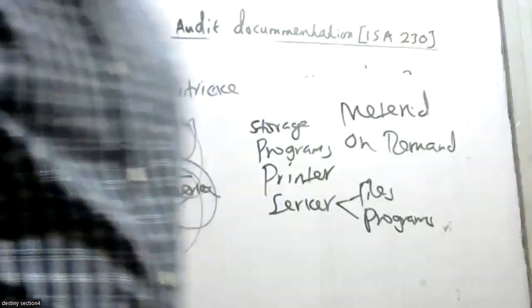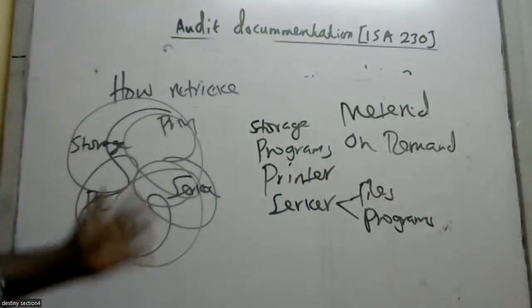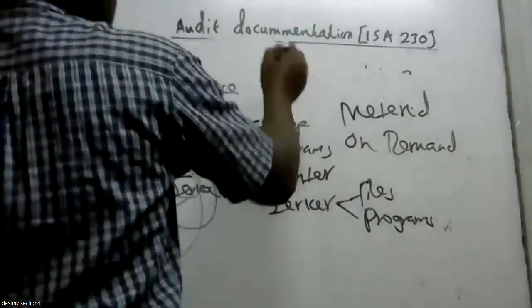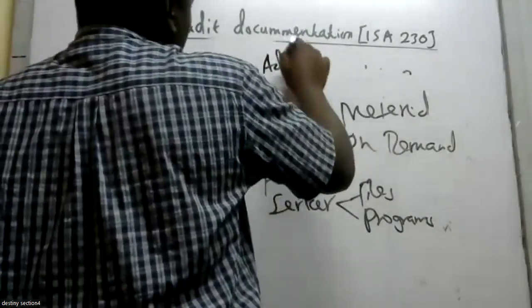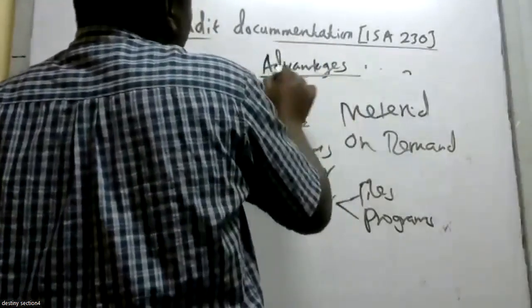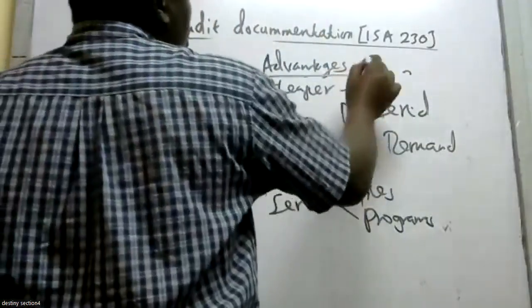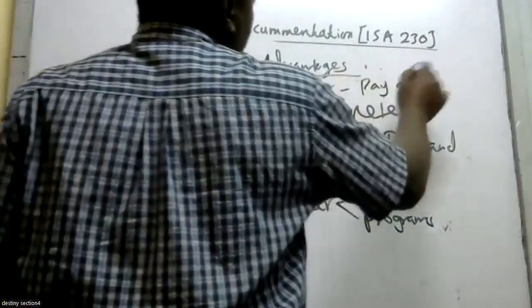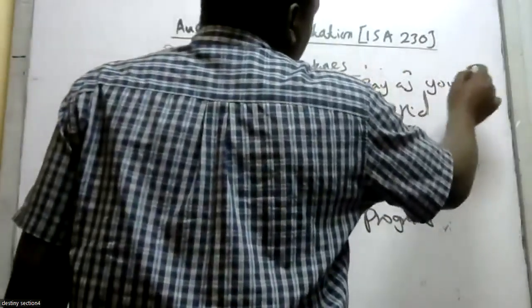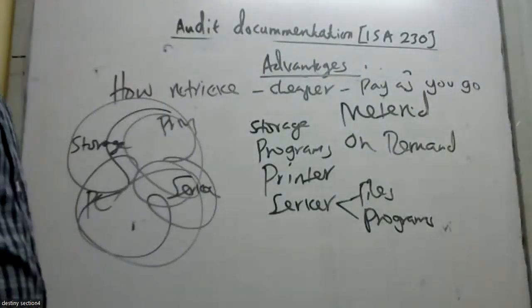So in terms of the advantages or the benefits, they're quite cheap. It's flexible. One can access that data at any given time. The cloud services are going to be quite cheaper. In terms of the advantages of cloud computing, you pay on a demand basis, or pay as you go.